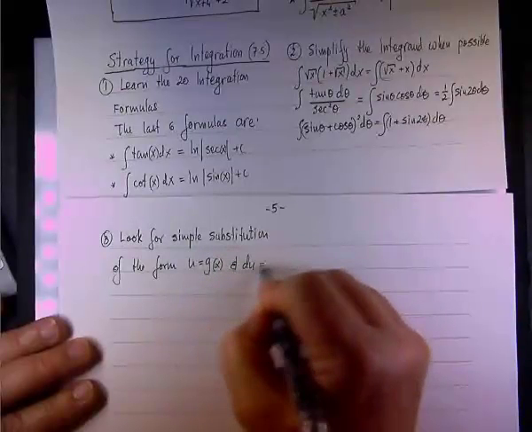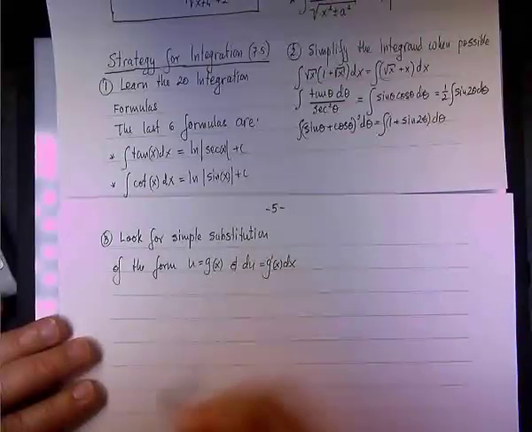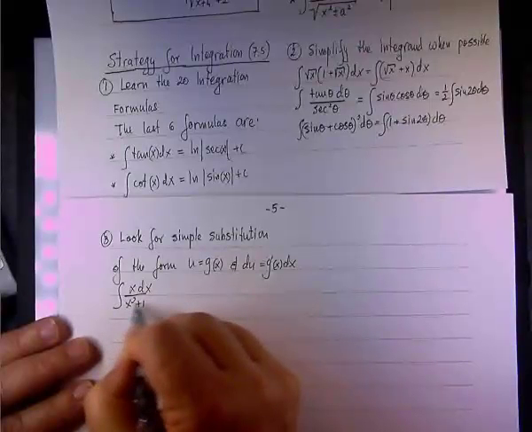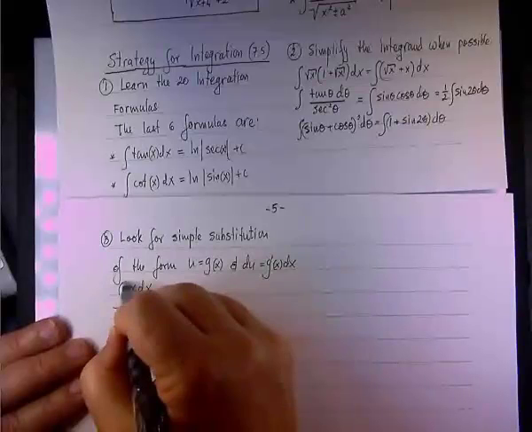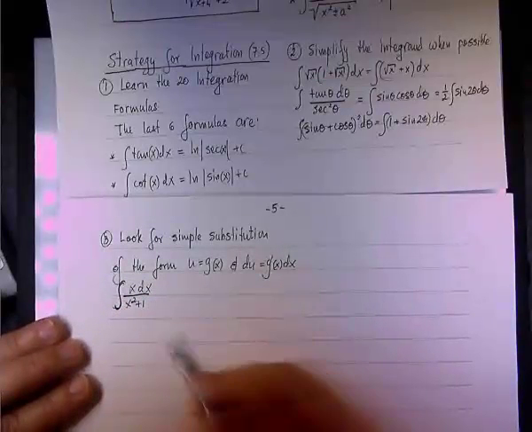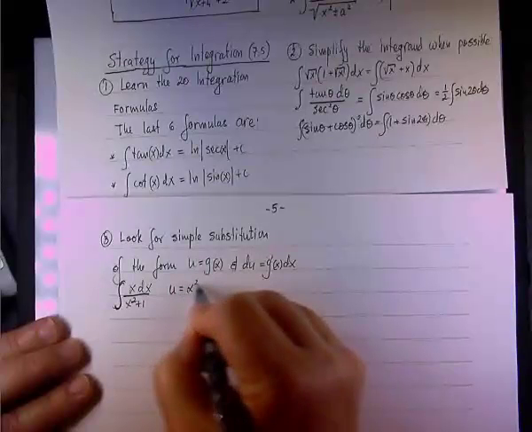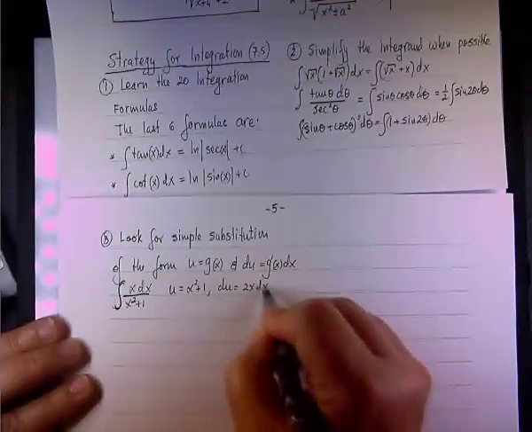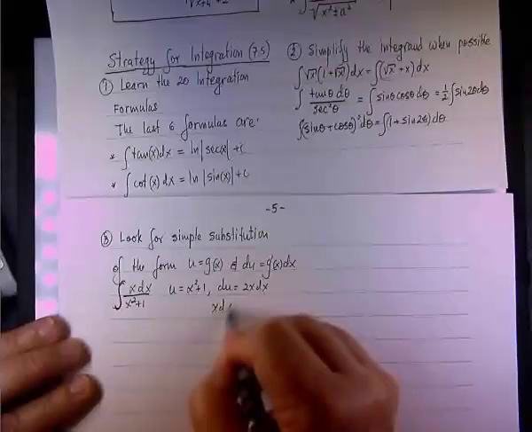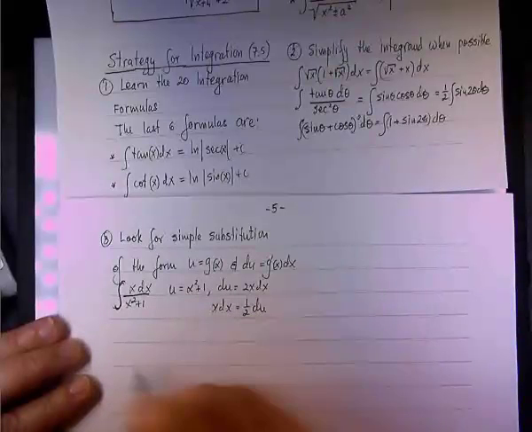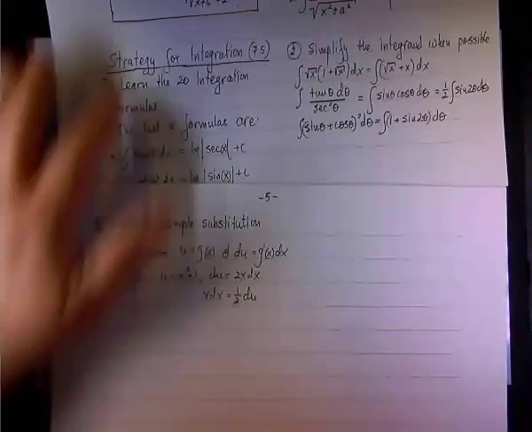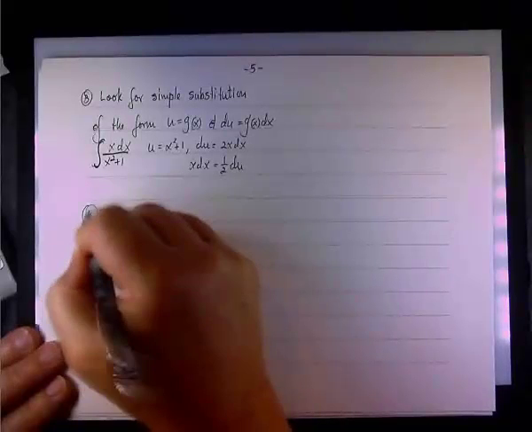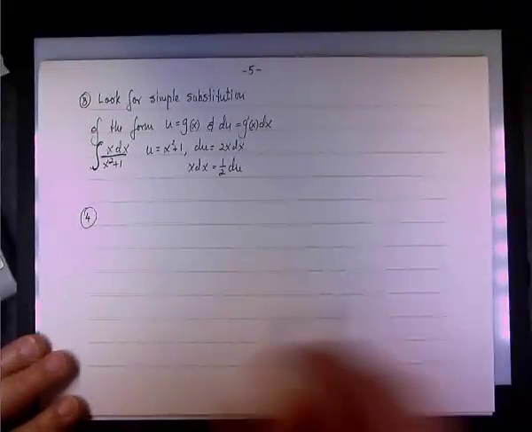For instance, a common substitution that I used several times today will be actually the substitution of the form when you have u equal a function g of x and du equals g prime of x dx. Okay, example will be the integral of x dx over x squared plus 1. I think I used it today twice or 3 times. Okay, u equal x squared plus 1 and du equals 2x dx, so therefore x dx equals 1/2 du. And we used it many times.